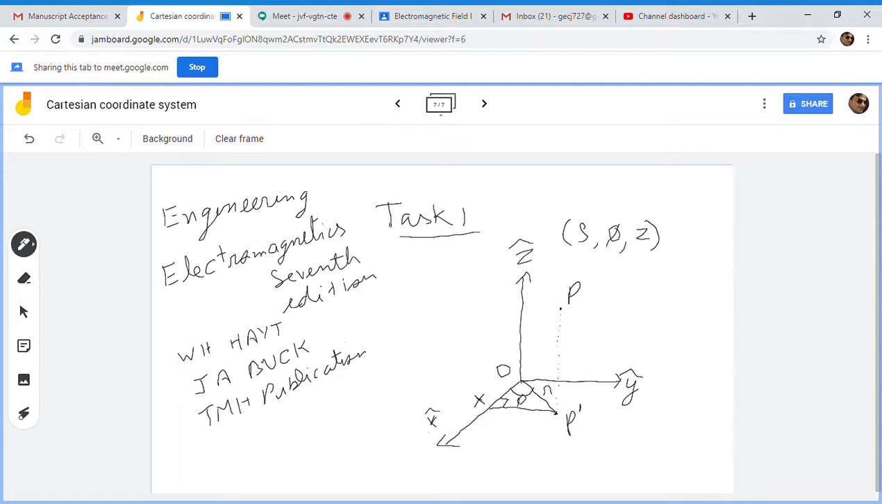Now I can draw one line perpendicular to your y-axis. So this will be the line. We can say this is perpendicular, and this will be the y point. This OYP dash will be a right angle triangle. Now you can apply your geometrical technique.